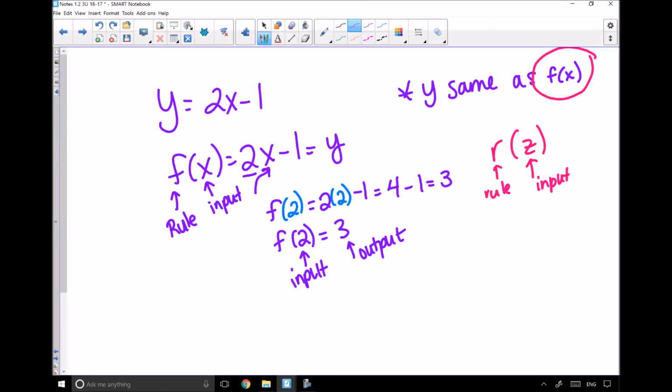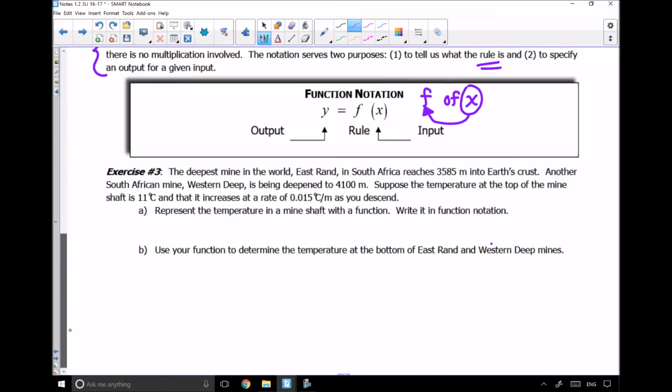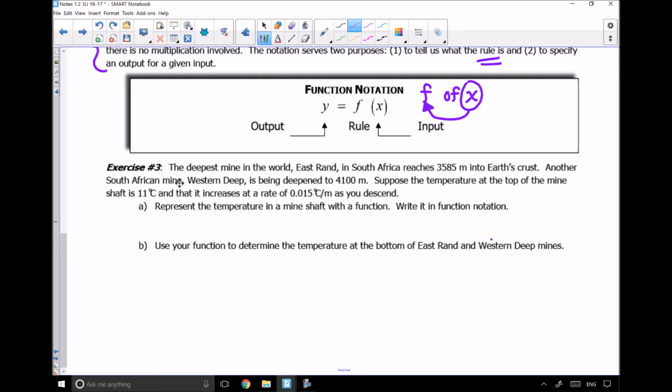Okay, so let's look back at exercise number 3 right here. It says the deepest mine in the world, East Rand in South Africa, reaches 3,585 meters into Earth's crust. Another South African mine, Western Deep, is being deepened to 4,100 meters. Suppose the temperature at the top of the mine shaft is 11 degrees, and that it increases at a rate of 0.015 degrees Celsius per minute as you descend. Represent the temperature in a mine shaft with a function, and then write it in function notation, okay?